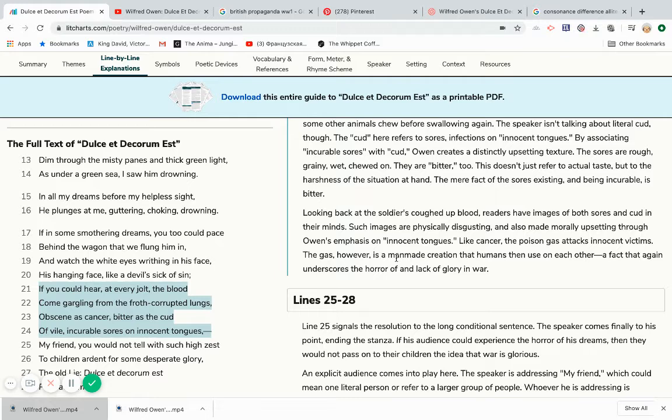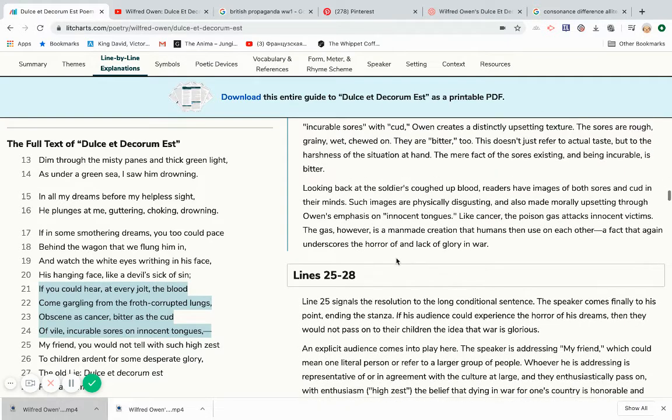Owen creates a distinctly upsetting texture. The sores are rough, grainy, wet, chewed on. They are bitter, too. This doesn't just refer to actual taste, but to the harshness of the situation at hand. The mere fact of the sores existing and being incurable is bitter. Looking back at the soldier's coughed up blood, readers have images of both sores and cud in their minds. Such images are physically disgusting and also made morally upsetting through Owen's emphasis on innocent tongues.